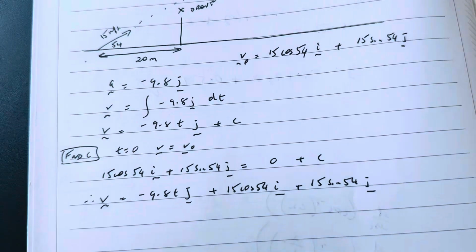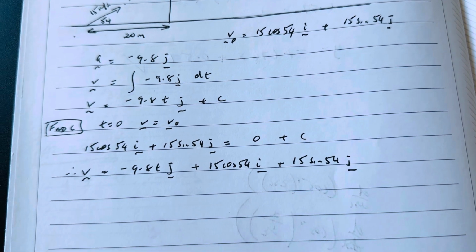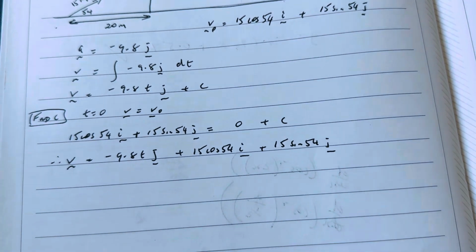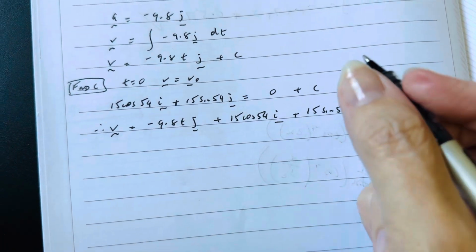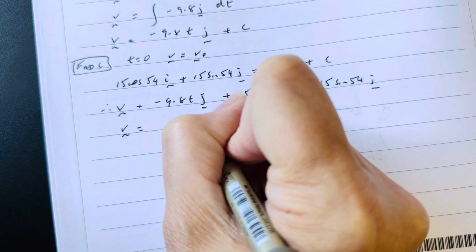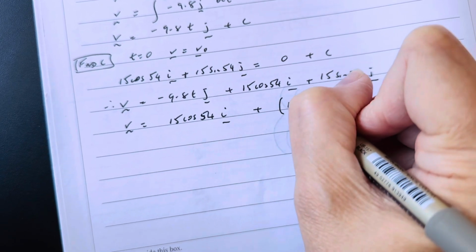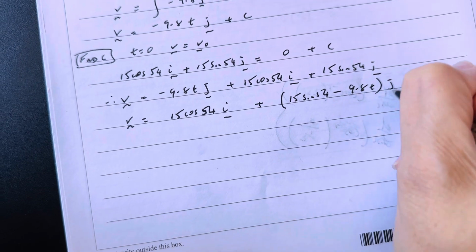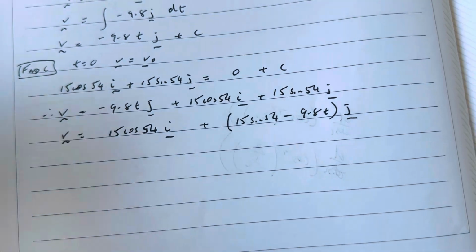Now I know there's some people who would work out 15 cos 54 and put it as a decimal, and same with 15 sine 54. That's fine. I just like the accuracy of taking it through as is. So grouping this together, I'm going to have 15 cos 54 i plus (15 sine 54 minus 9.8t) j. So that's found my velocity.